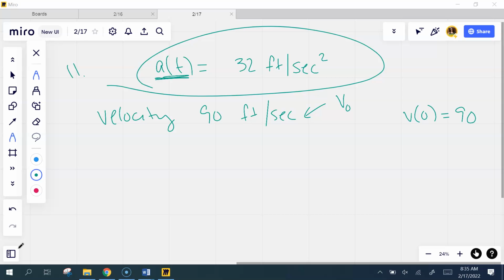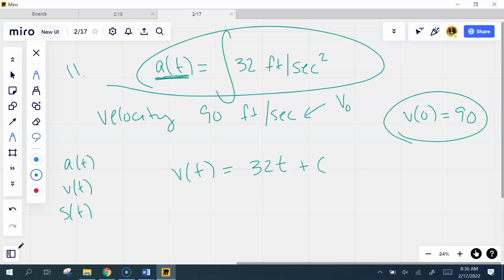Okay, so I need to do, remember, because it goes acceleration, velocity, position, and that's acceleration. So velocity is going to be 32t plus c. Are y'all following me on that? And then I'm going to use what I know.